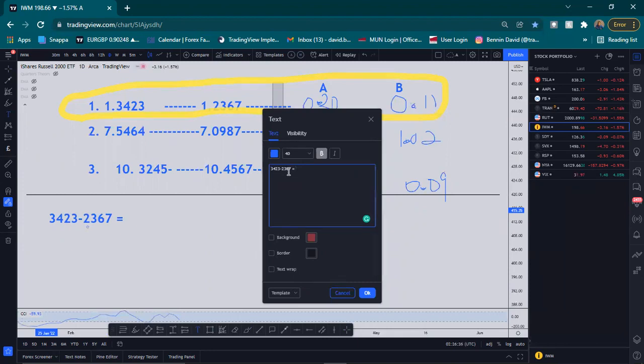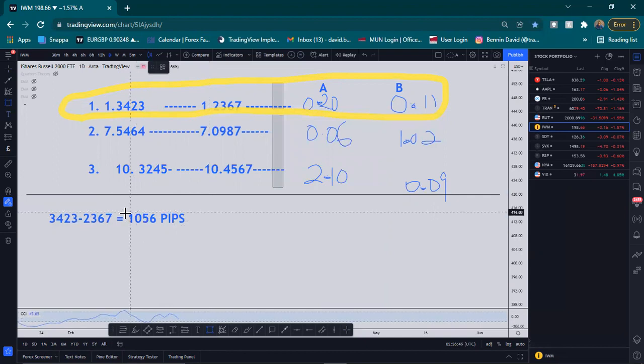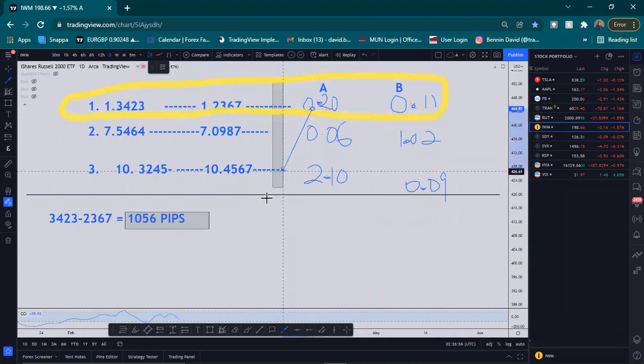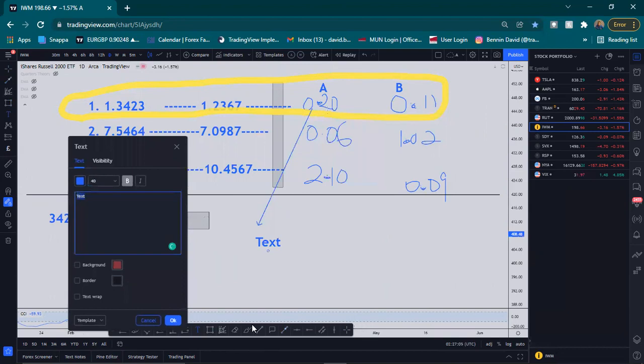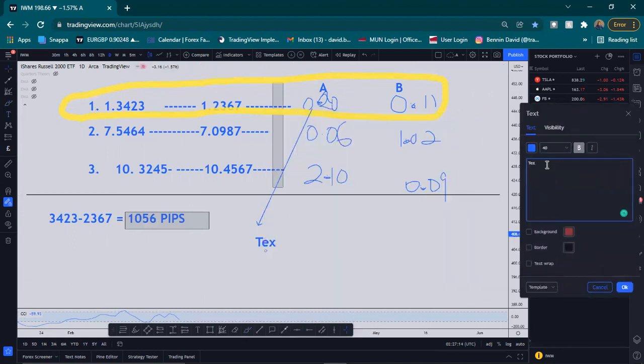So what we get is 1,056 pips. It means in this trade, the total number of pips that was made is 1,056 pips. So there are 2 people that took the trade. A used a lot size of 0.2. For a lot size of 0.2, it means that every single pip in this trade was made at $2.